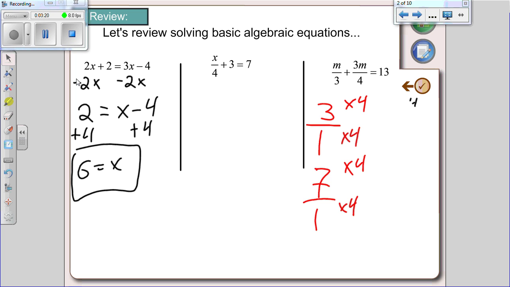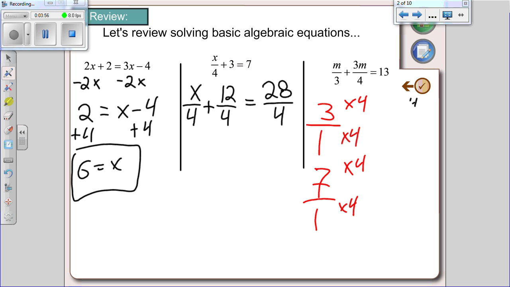So it becomes x over 4 plus 12 over 4 equals 28 over 4. All I did was I gave everything a common denominator of 4. I understand that there's other ways you could solve this question because it's a really basic question. When things get more complex, you'll need to know how to get common denominators. Good. We're good? Okay.